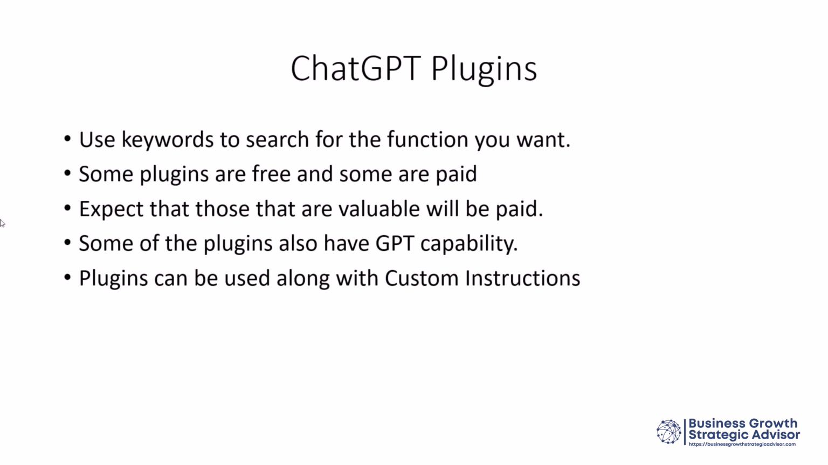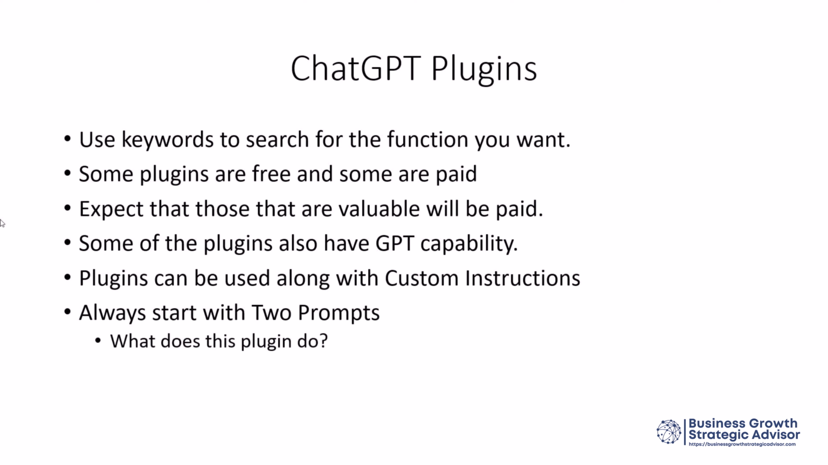But if you didn't have a plugin, then you would need to make sure that you get everything into the context of what you're trying to do within a custom GPT. And so I'm going to say that when you're using ChatGPT plugins, you always start with two different prompts. You want to start by asking ChatGPT within that conversation, what does this plugin do? And let ChatGPT tell you what it does.